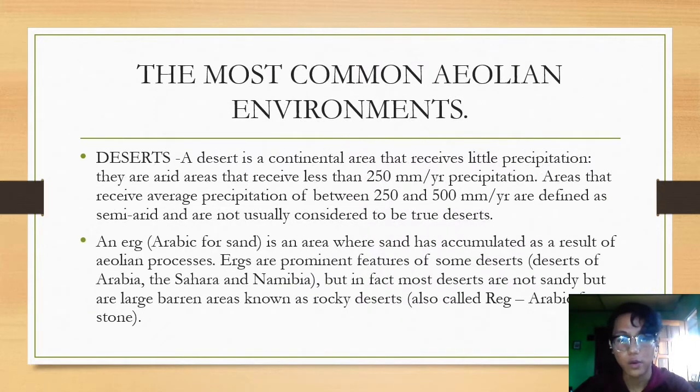The second one is erg. Erg, Arabic for sand, is an area where sand has accumulated as a result of Aeolian processes. Ergs are prominent features of some deserts, such as the deserts of Arabia, the Sahara, and Namibia. But in fact, most deserts are not sandy, but are large areas known as rocky deserts.